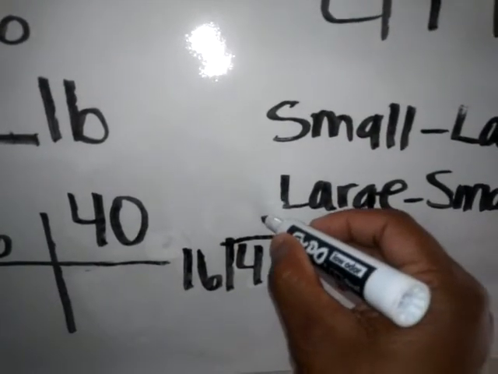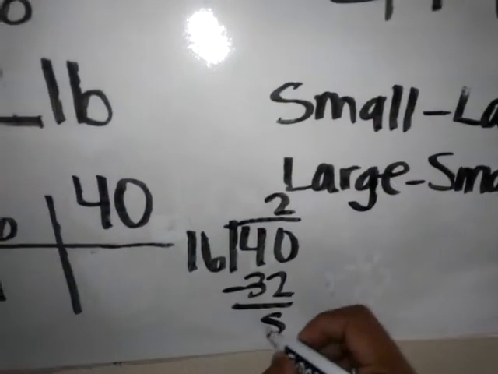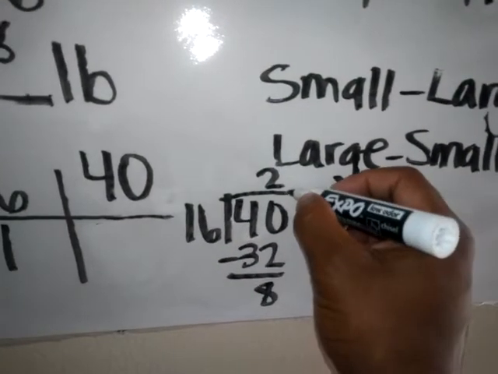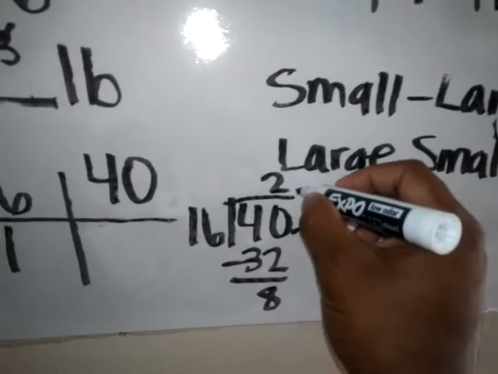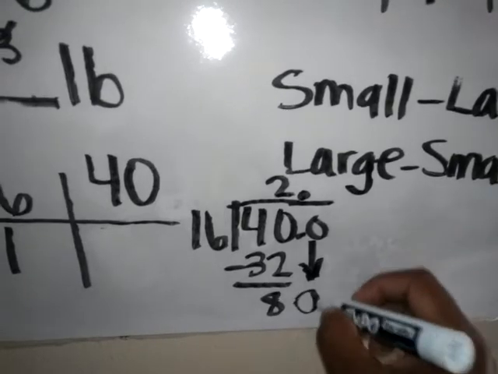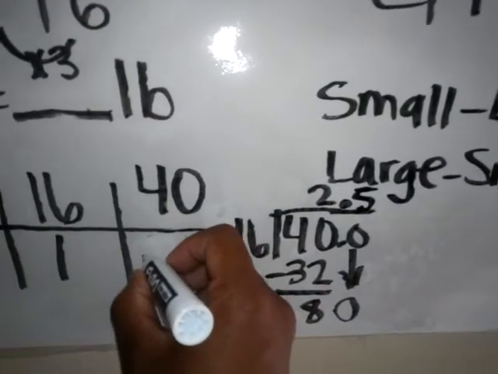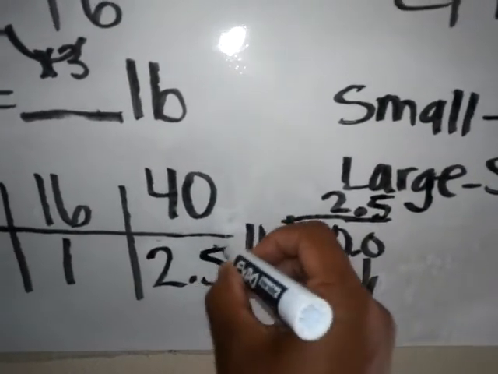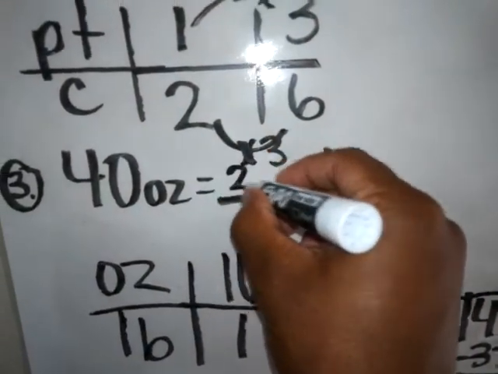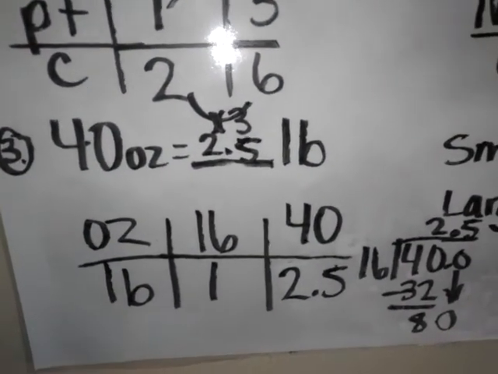16 goes into 40 2 times. We're going to subtract 32. We're going to get a difference of 8. Now you ask yourself, well, 16 can't go into 8. That's absolutely correct. Therefore, you annex a decimal and a 0. Bring your decimal up to the top of the division bar. Then you need to bring down your 0. So now 16 can go into 80 evenly 5 times. So we now know the conversion of 40 ounces is equivalent to 2 5/10 of a pound, 2.5 pounds.